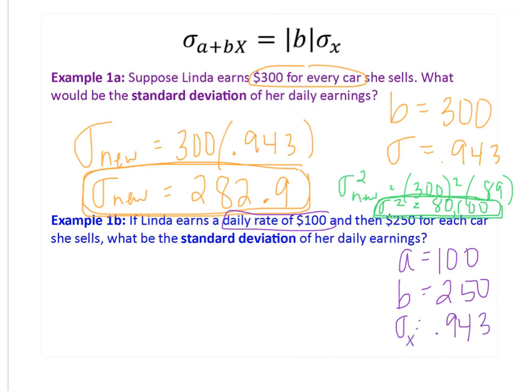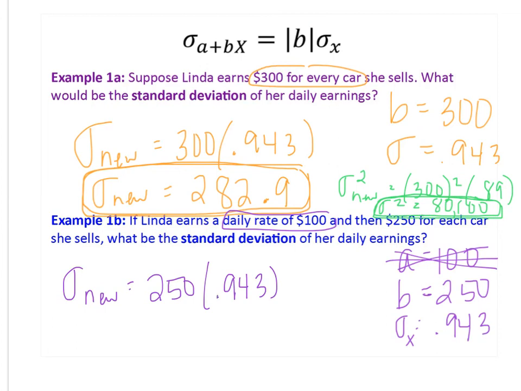If I think about how this is going to change, does A impact my standard deviation? Does A change my standard deviation at all? No. A doesn't do anything to my standard deviation. Only my B, or my constant that's multiplied by the standard deviation, changes it. So my new standard deviation would be 250 times 0.943, and that gives me $235.75.